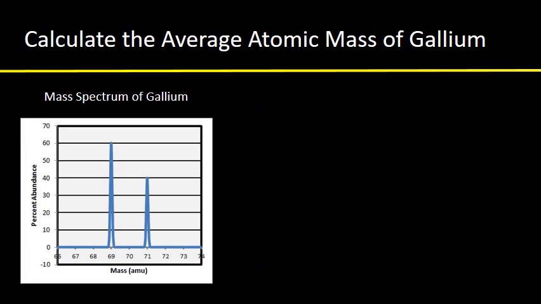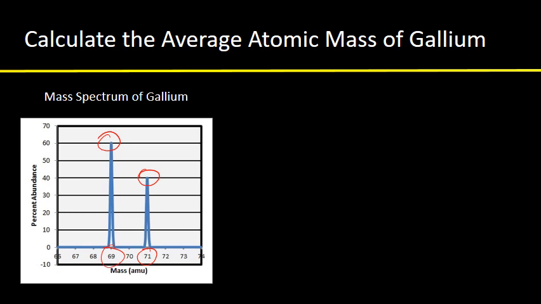Okay, so try this one out. Same kind of a problem. Here is a mass spectrum of gallium. So I'm not going to give you the exact numbers for this because frankly the math is easier if you just kind of round things. So just kind of look and see where you think those things are, and then you can just assume masses of 69 and 71 AMU.